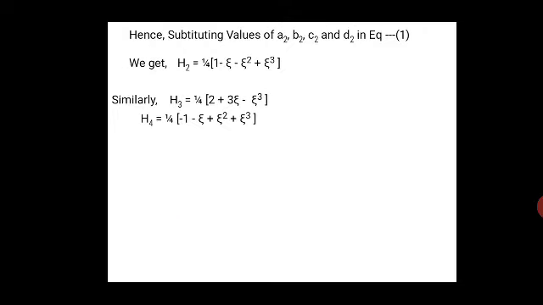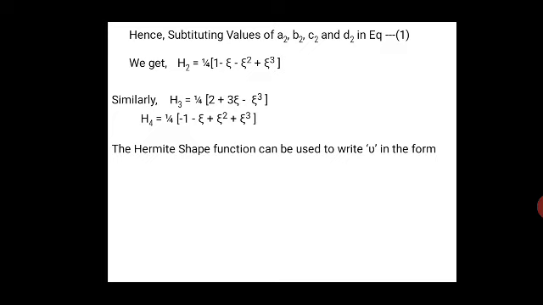Similarly, following the same procedure and the same conditions for the remaining two Hermite-Shape functions, we get h3 as 1 by 4 of 2 plus 3 zeta minus zeta cube, and h4 as 1 by 4 of minus 1 minus zeta plus zeta square plus zeta cube. So these above h1, h2, h3 and h4 are called Hermite-Shape functions.